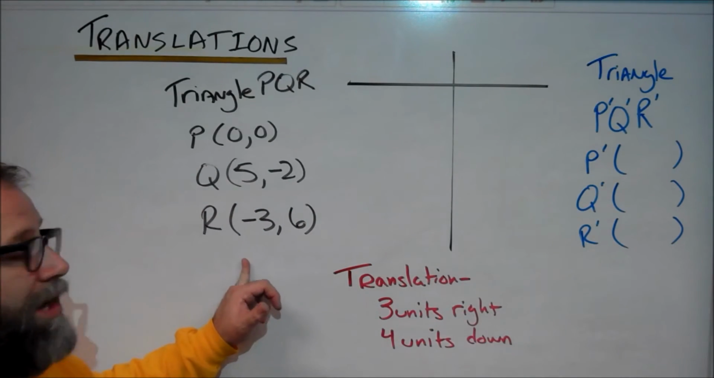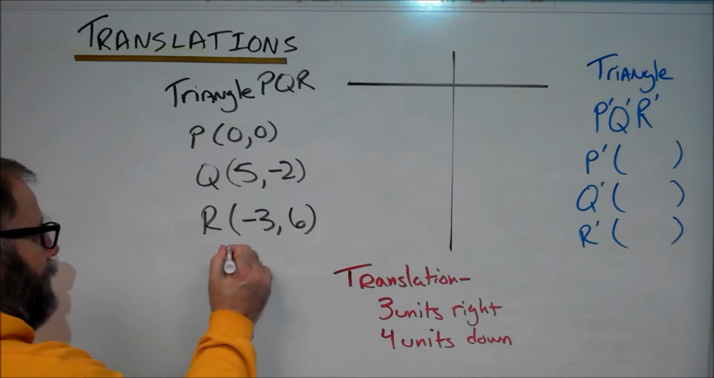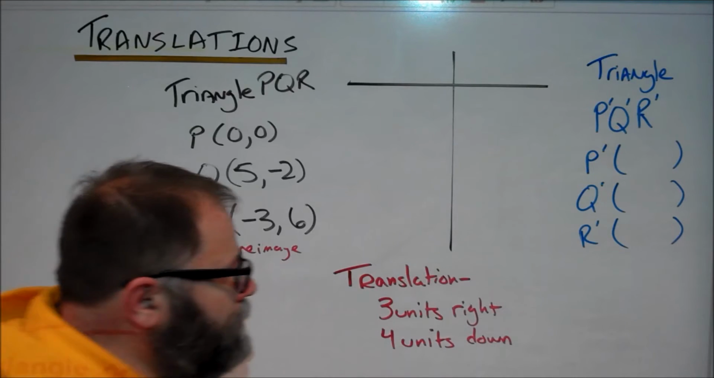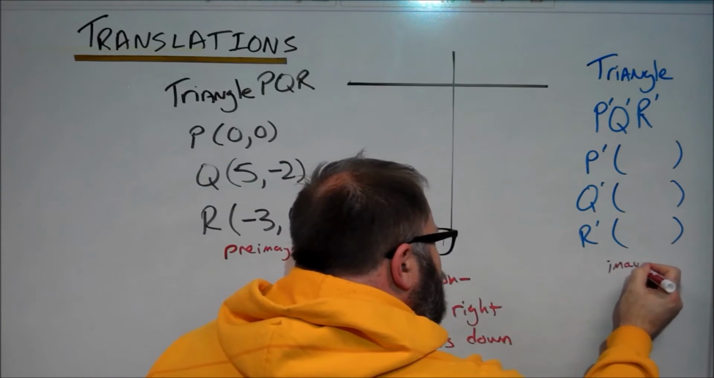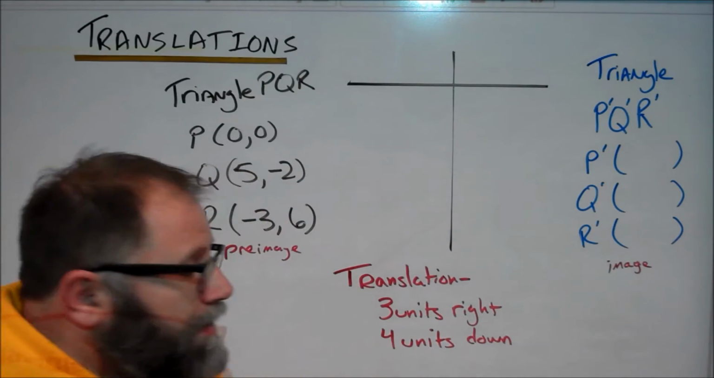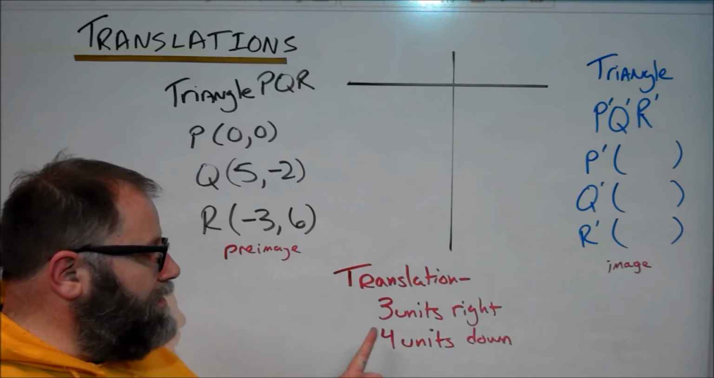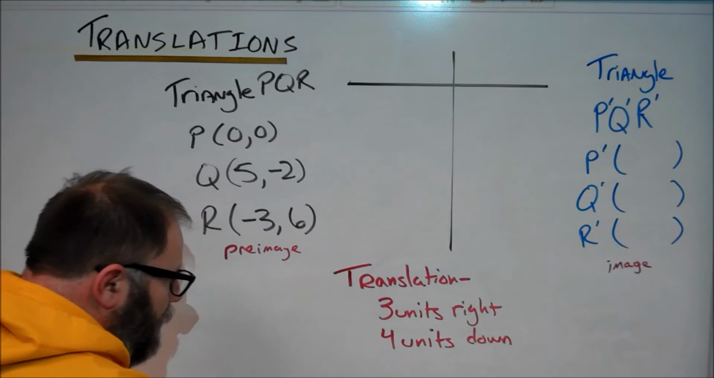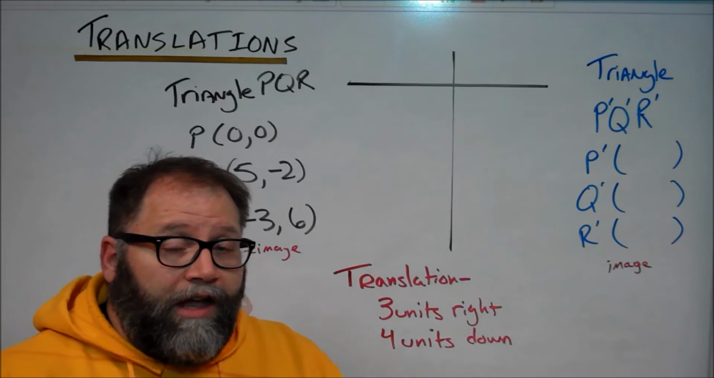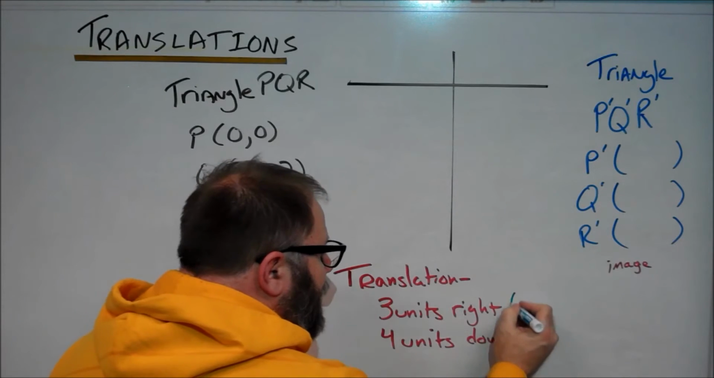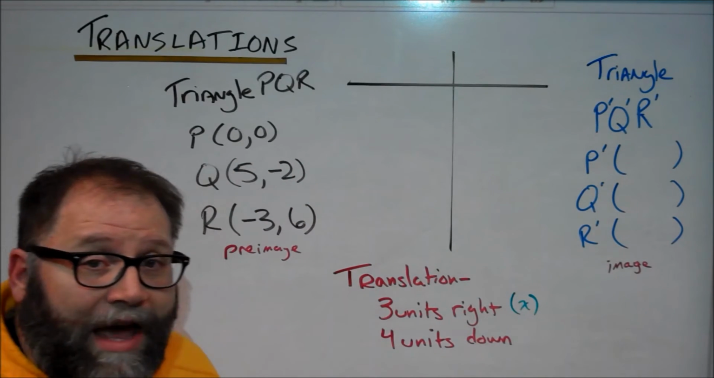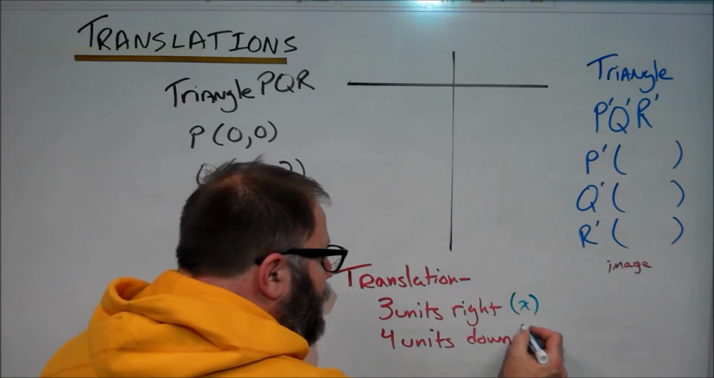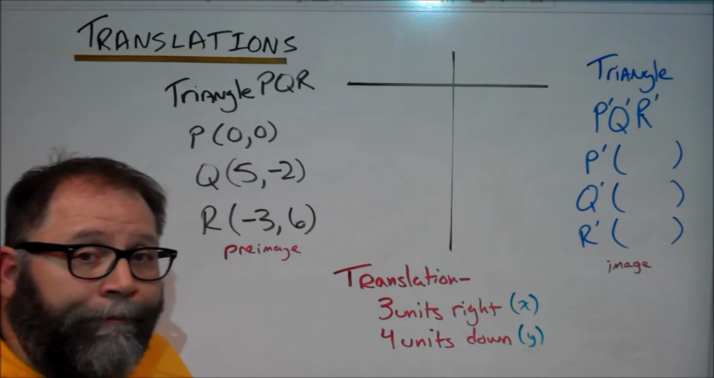So we've got our pre-image here. Just a reminder, pre-image. The image before the image. And then this will be our image. Now let's look at the translation. The translation tells us 3 units right, 4 units down. For me, if it's got left and right, I want to remind myself that's what's going to happen to the x. If it's got up and down, I want to remind myself that's what's going to happen for the y.